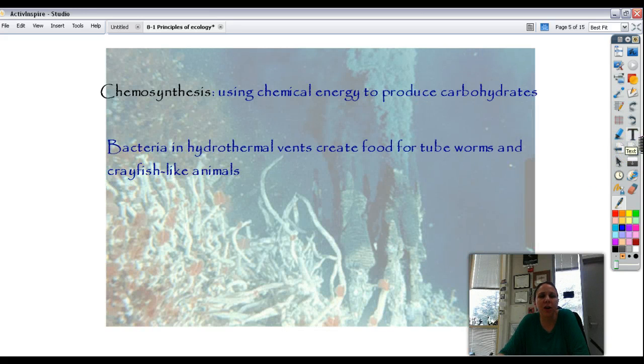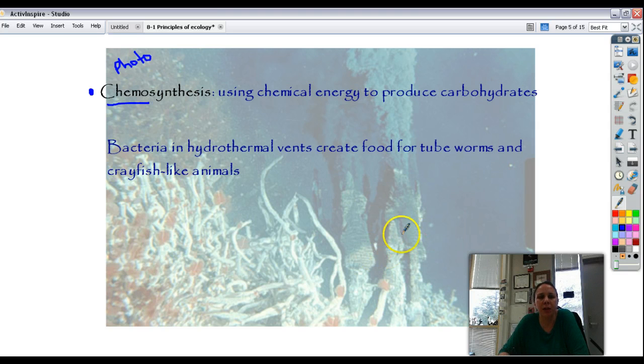Okay, now, not all autotrophs use photosynthesis. There are some organisms that are found way deep down at the bottom of the ocean that use a process called chemosynthesis. Now, photosynthesis, photo means light. Chemo means chemicals. So these guys use the chemical energy that's around them to provide the energy needed to make their carbohydrates, to make their foods.